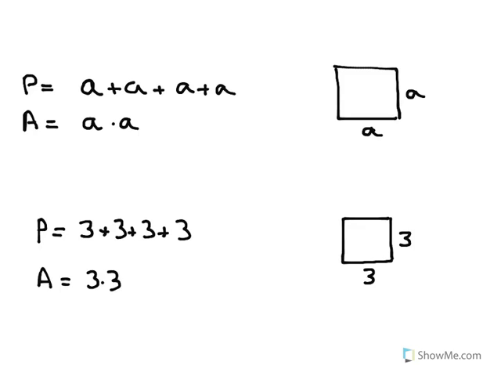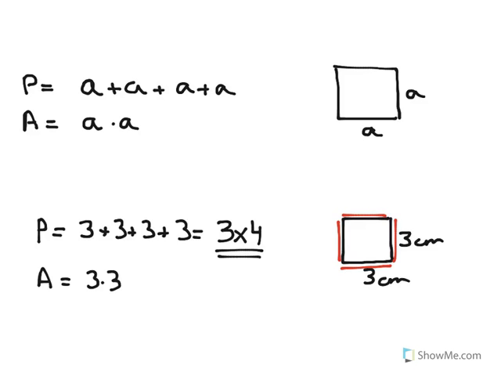So, expressions with letters instead of numbers. If we had a square that was 3 centimeters by 3 centimeters, we know that the perimeter would be 3 plus 3 plus 3 plus 3. We'd go from one side of the square and add up all of the sides one by one, which is the same as saying we take the number 3 and we multiply it 4 times.